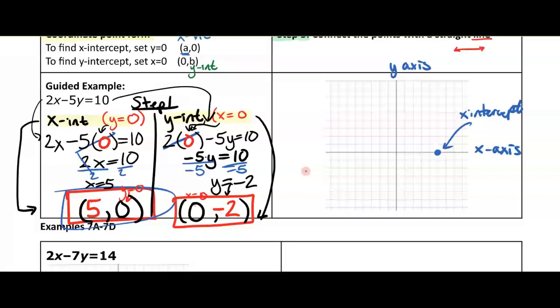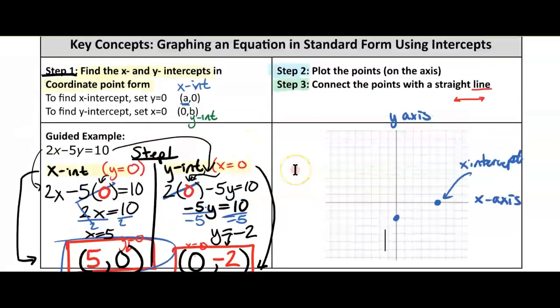And then where will my y-intercept be? On the y-axis, negative. So negative 2 means I'm going down 1, 2. That was step 2. Done. I plotted the points. There are 2 points. I've plotted them both.